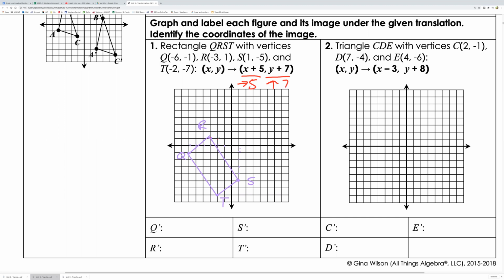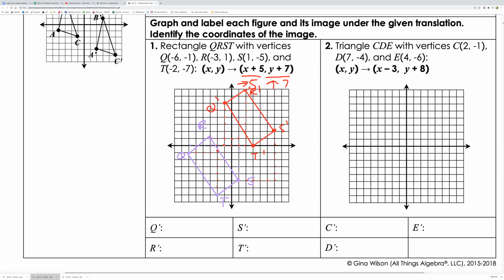So we'll start with R. 1, 2, 3, 4, 5. 1, 2, 3, 4, 5, 6, 7. Put a dot, R prime. Then we'll do Q. Right 5, up 7. Put your dot, label it Q prime. Then we'll do S. Right 5, up 7. Put a dot, label S prime. And finally, T is going to be up 7, right 5. Label that T prime. We're going to connect those.